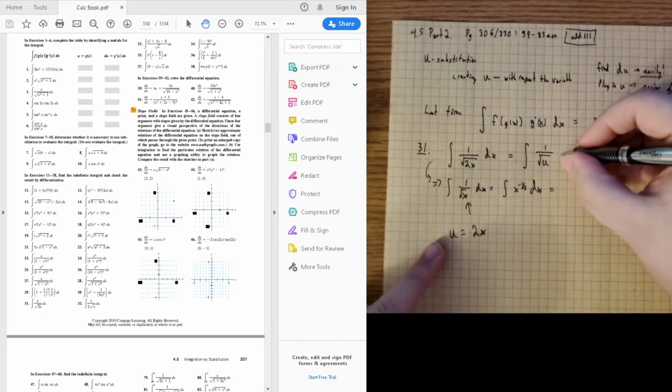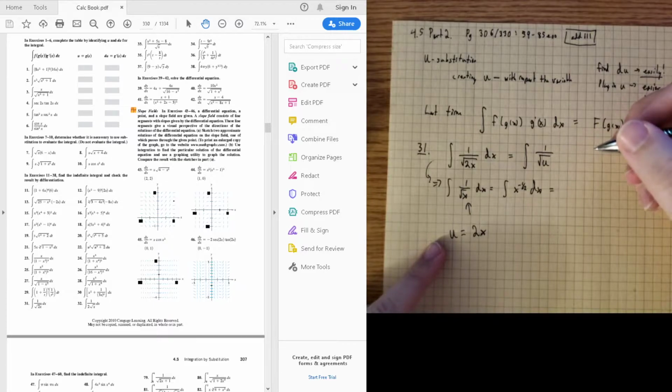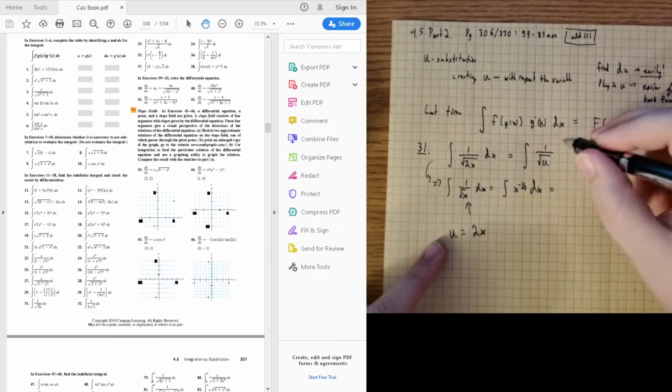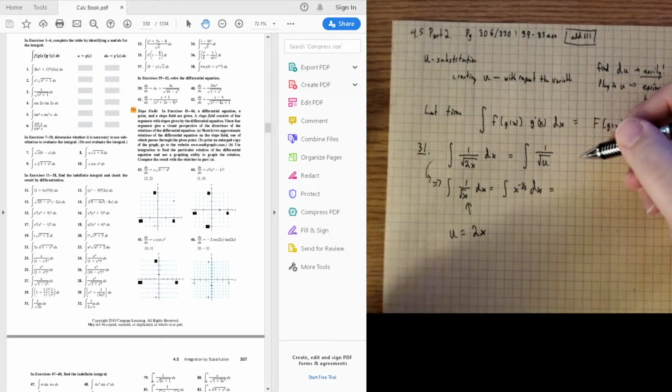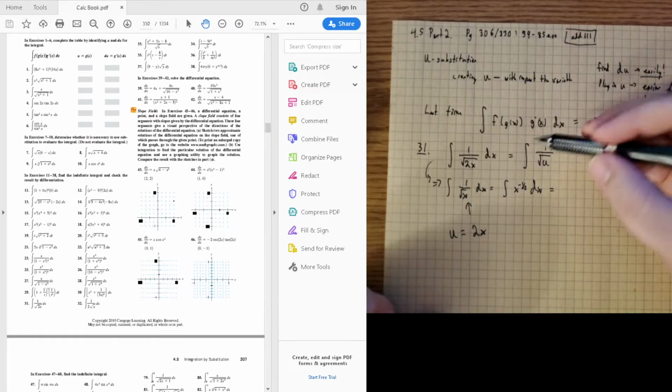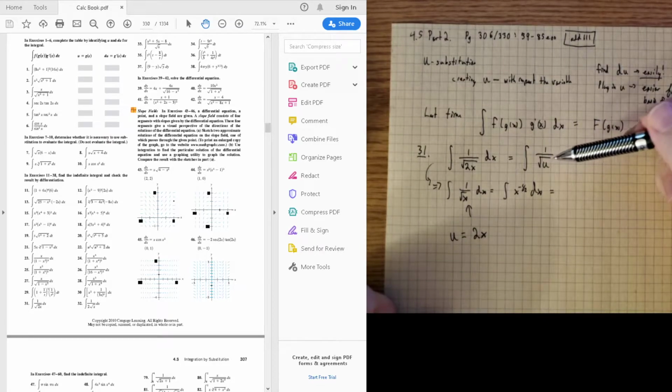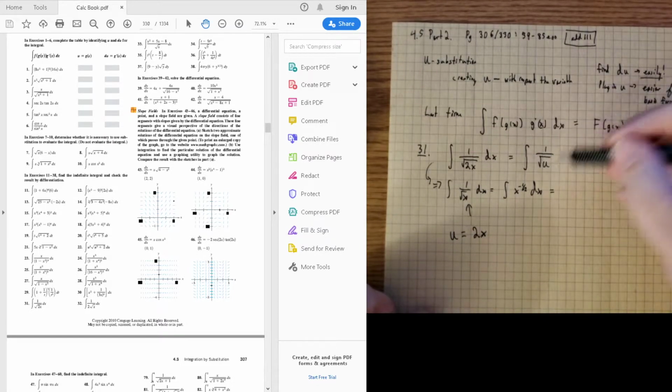We're now attempting to do this with du, which means it's important to take the time to figure out, okay, well, how do I get to the other variable? I can't just write du here. I cannot do that, because there is a relationship between x and u. So there is going to be a relationship between dx and du. So how do we determine what this is?